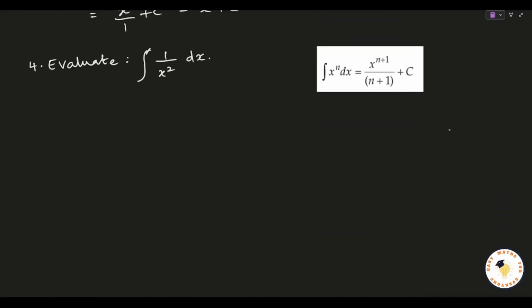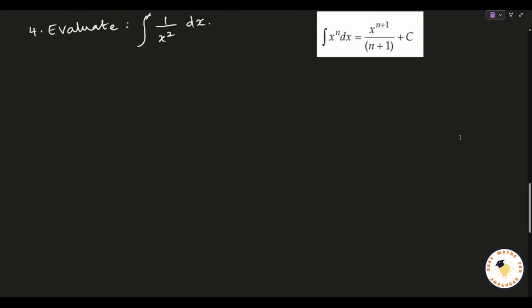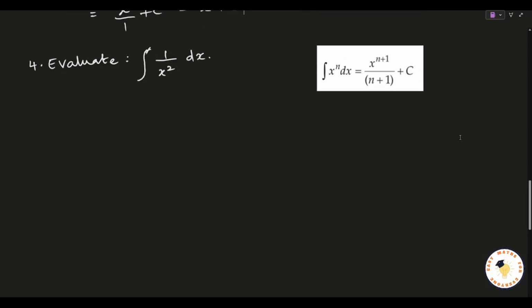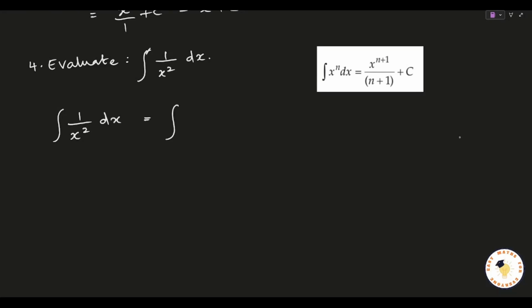Evaluate integral 1 by x square dx. We are going to use the same formula here as well. But x is in the denominator, right? So, bring it to the numerator, which can be done using the laws of exponents, which says 1 by a power n equal to a power minus n. So, using that, we can write this as x power minus 2 dx. So you can clearly say our n is minus 2 in this sum.